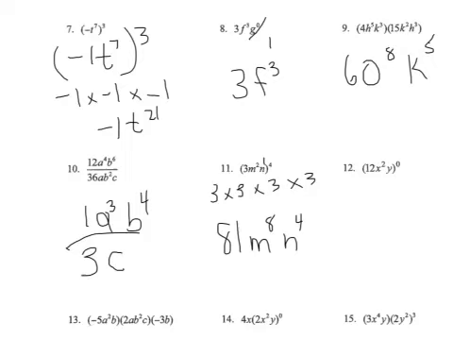Number 12 cancels out because anything to the 0 power is 1, so if we raise everything in there to the 0 power, your answer is 1.